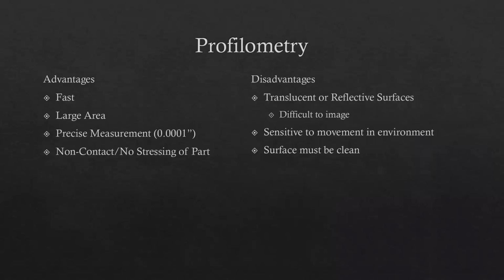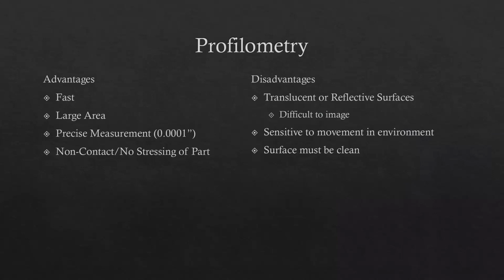So it's fast, we can do a large area. Again, it can get down to the 10,000th of an inch, and there's no contact or stressing of the part. The disadvantage is if we have translucent or reflective surfaces, that can make it hard to image, right? You've all seen the glare. Basically, if there is glare, or if you can see through it, it's difficult to image.